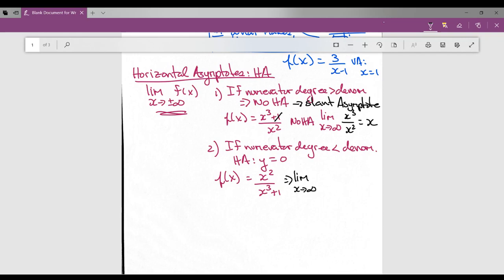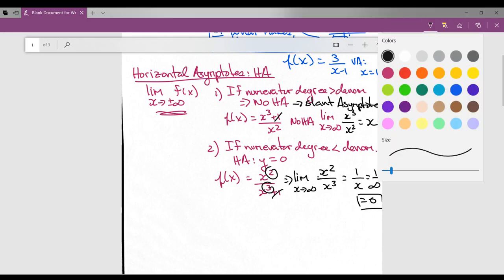Goes to infinity. Again, don't care about constants. So you're going to have x squared over x cubed, which becomes 1 over x. As we go to infinity, we get 1 over infinity. Any constant divided by infinity is 0. So if you see the degree of the numerator is smaller than the degree of the denominator, you know right away it will be 0.